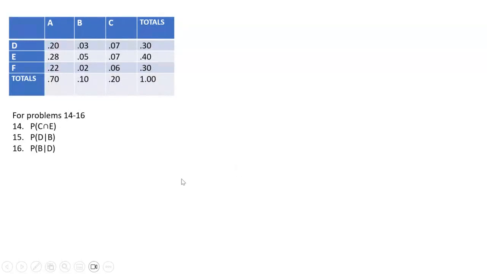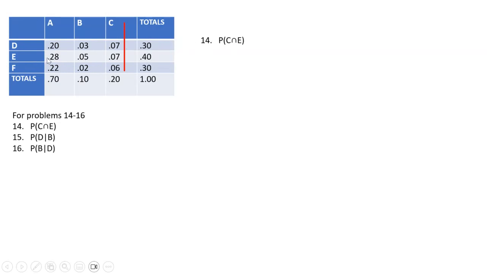Number 14. This is called number 15 and 16 is called conditional probabilities. Okay, but this is number 14 first. So for 14, this means intersection, what they have in common, by using the tables. Okay, so we're going to go to C, right? C will be here, going down. So this is C here. And 0.20 is a total, right? But this is C, 0.07 for D, and 0.06 for F.